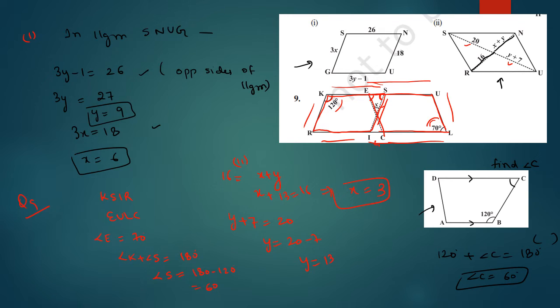So now I can apply, let me change the color of the pen. In this triangle, angle E plus S plus X becomes 180. So X is 180 minus angle E, which is 70, and this is 60. 180 minus 130, that is 50. Okay, this is how you can solve these questions. Let's move on to the next concept.